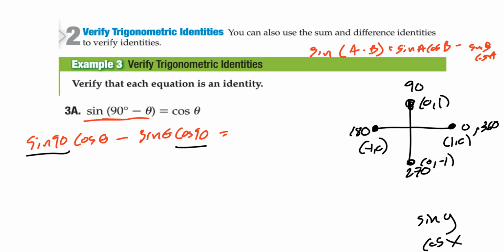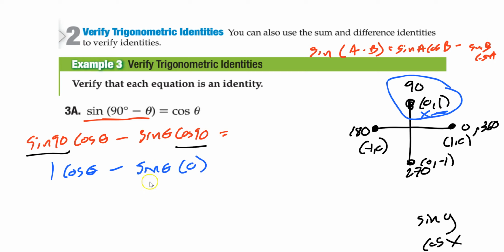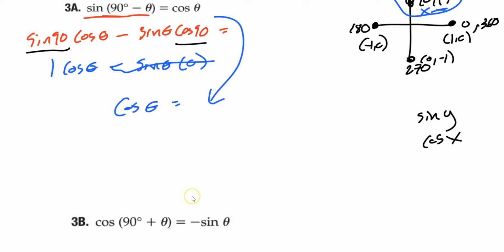So in this case, all we have to do is simplify this. Sine of 90, well here's 90. Sine's the y value, so this is going to be 1 times cosine theta, minus sine. Cosine 90, cosine's the x value, so this is going to be sine theta times 0. 0 times anything is 0, so this just goes away. I get cosine theta, and they match. A lot more straightforward. You just use the formula. Hey, they match.